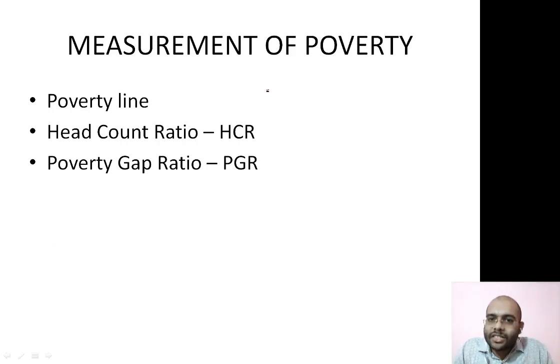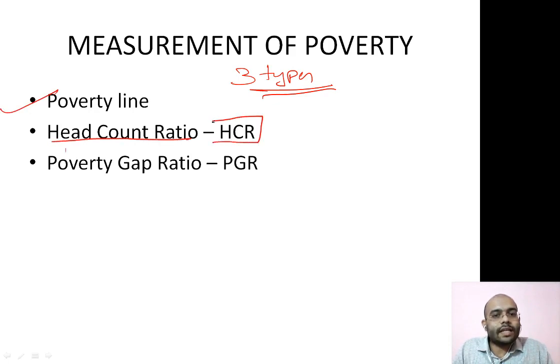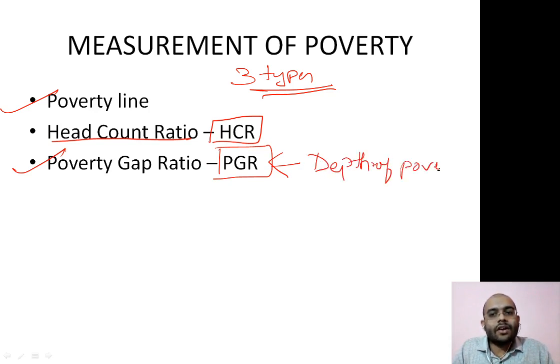Now we will look about measuring the poverty. How can we measure poverty? Measurement of poverty can be done under three parameters. One is your poverty line, another one is your head count ratio, that is the HCR, other one is your PGR or the poverty gap ratio. This is providing the depth of poverty. And currently we are following PGR. Let's look into details.